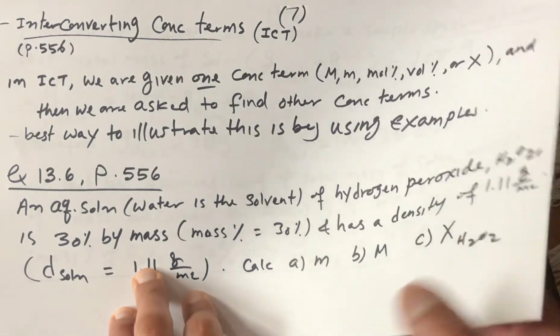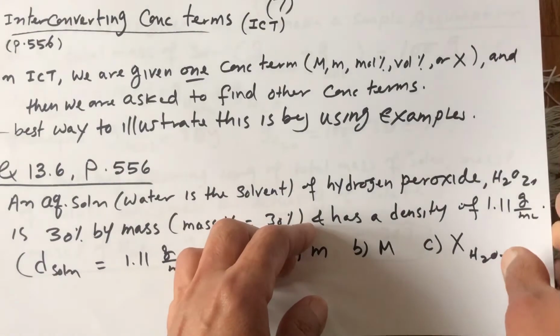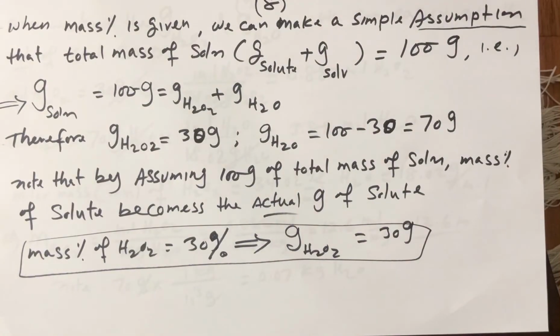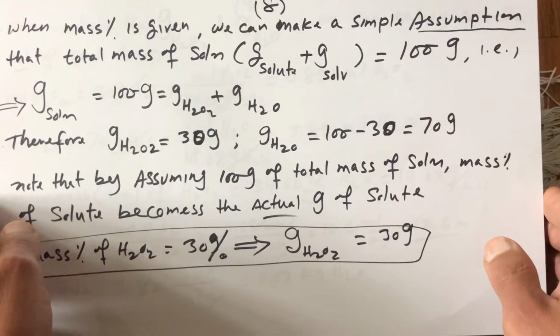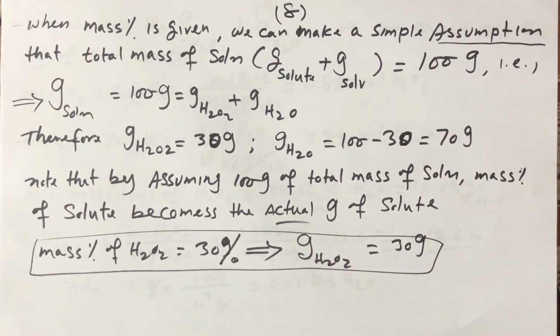So this is basically a typical interconverting concentration term problem. Now, one thing about interconverting concentration terms is that depending on what is given to us in the problem, we have to make some simplifying assumptions to be able to work the problem.